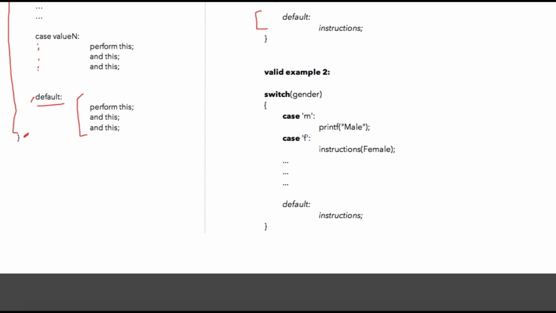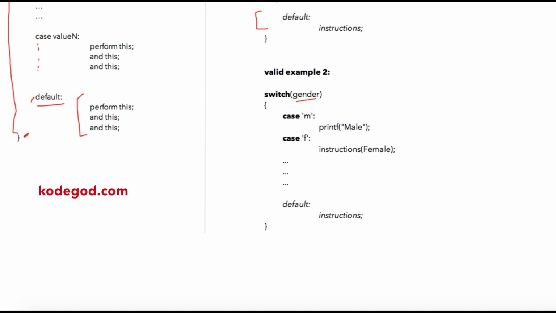Let us take another example. I'm using a character variable over here as gender. Suppose user has entered M. In that case, this block will be executed. In case of F, this block will be executed, else the default case will be executed. Notice that the value expression I'm writing in single quote over here.